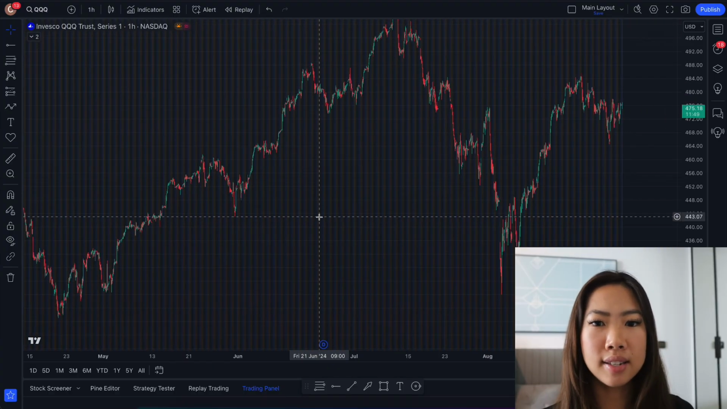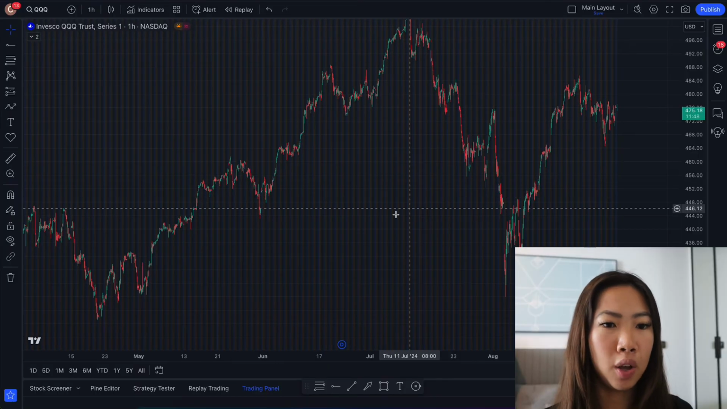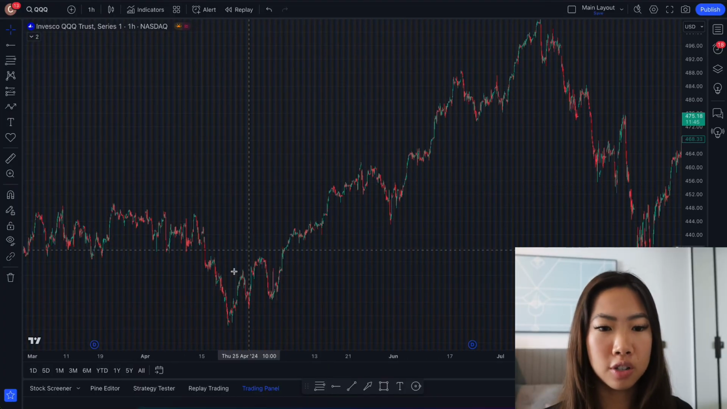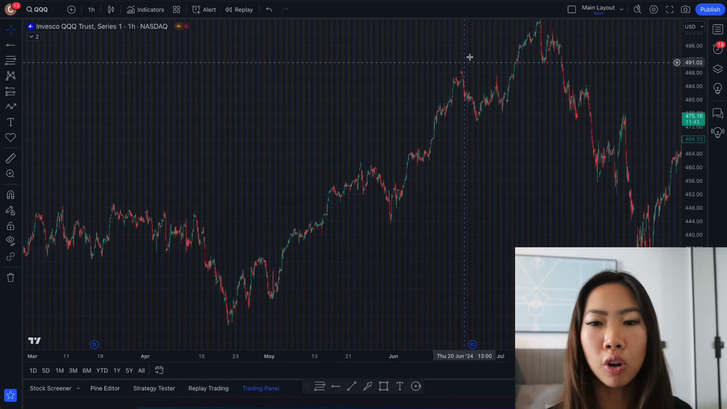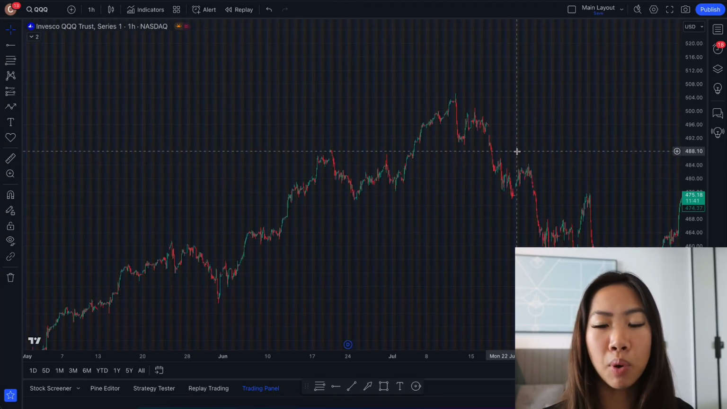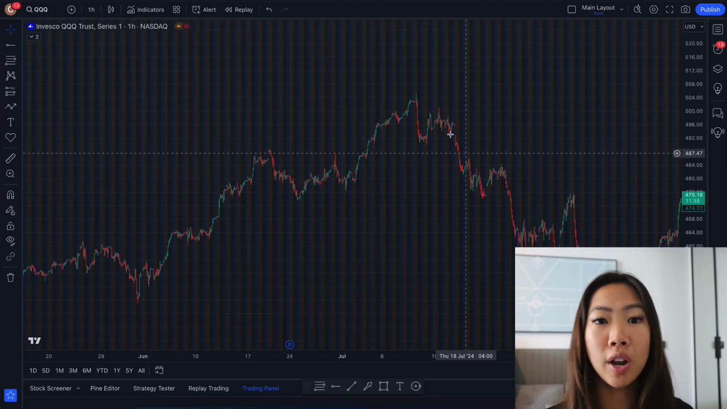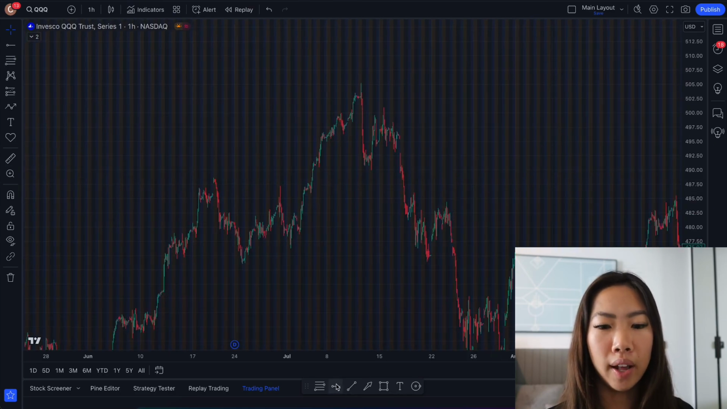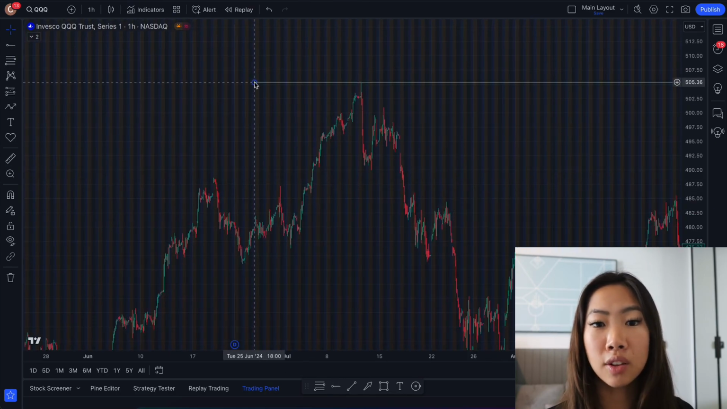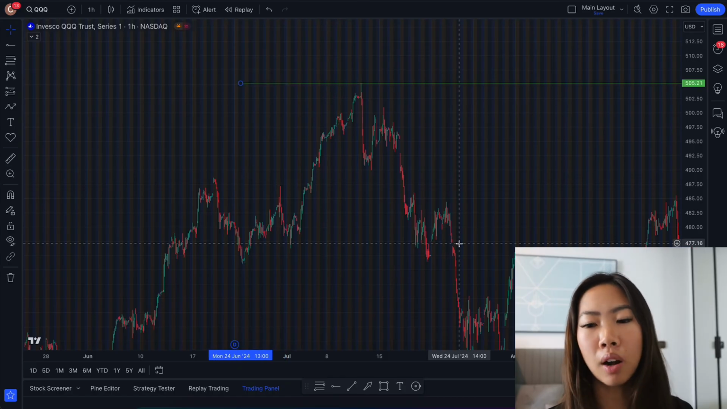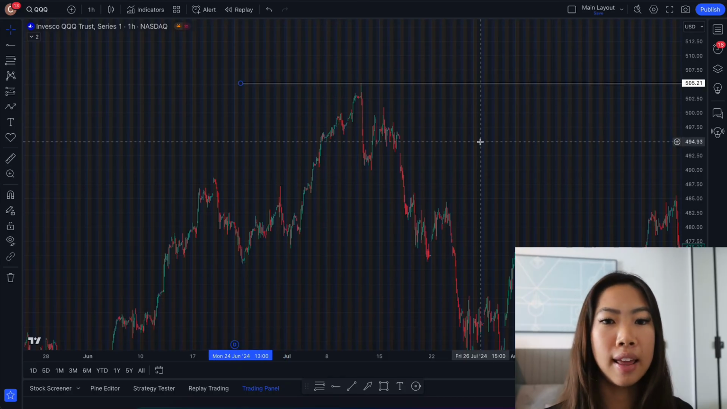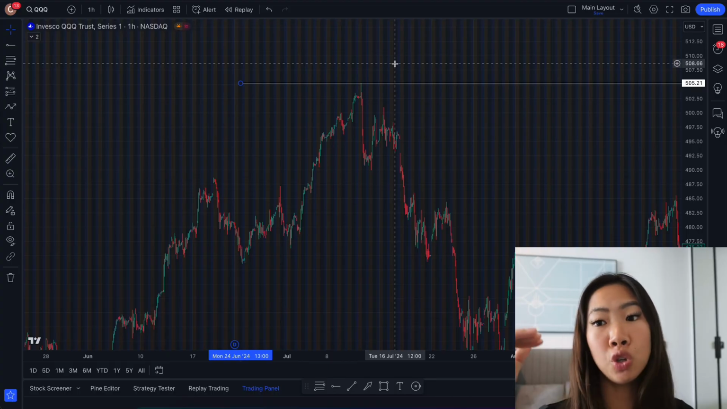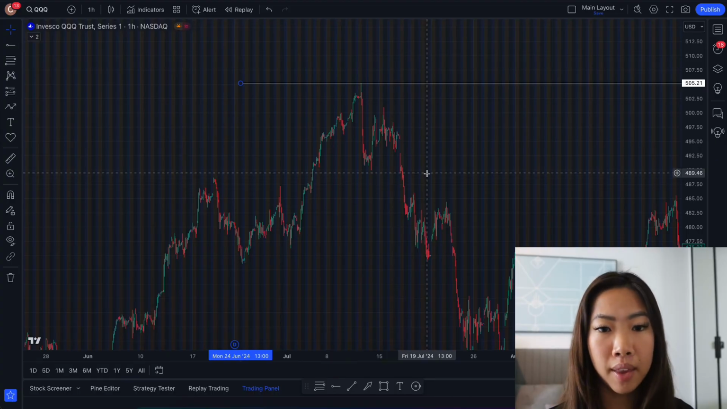So say you see market structure here, so it's an overall bullish trend. Then at this point, how do we know the trend is going to change? And how do we know it's going bearish now? Well, this was the highest of all time. So you can mark that with whatever color. This is the highest point that QQQ went in all of its history.